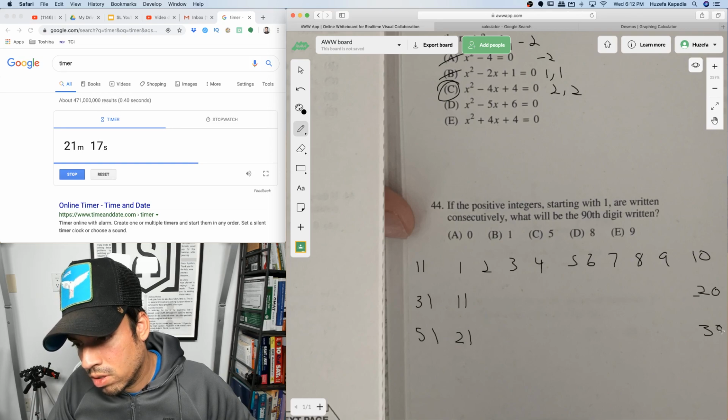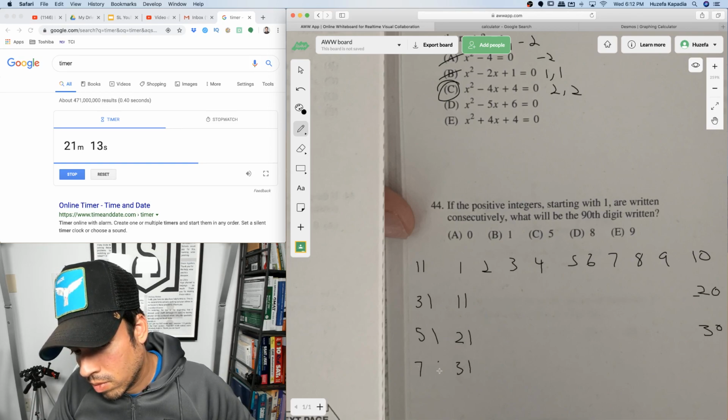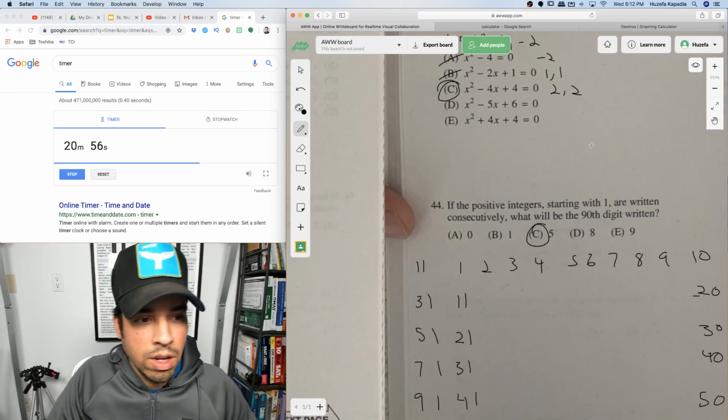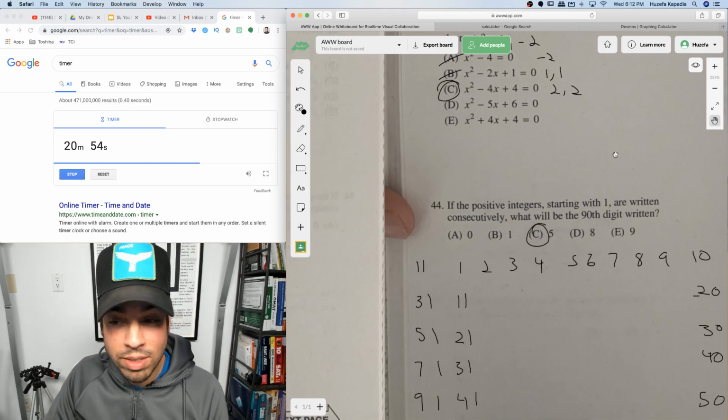the 51st digit is 0. This digit is 0. And then the 91st digit is 0. So the 90th digit is 5. I think that's right. I'm not even going to mess with it again and try it again.